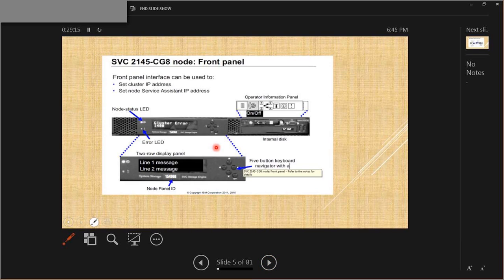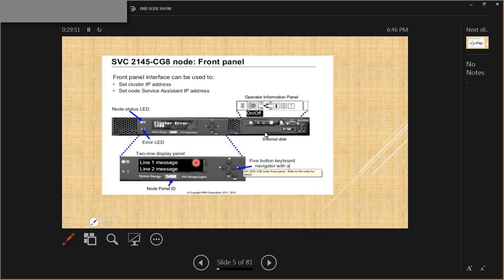So let us start with the hardware architecture. This is the CG8 model, SVC CG8 model. This is the front panel of SVC CG8, where we can clearly see the node cluster LED. We can see the panels. Using this panel, we can configure the management IP address of the complete cluster, and we can also configure the service assistant IP address that can be used for troubleshooting purposes as well. Apart from it, we have a 5-button keyboard here. Using this navigation panel, we can navigate through the different options that we see at the front panel. Okay, this is how it is.